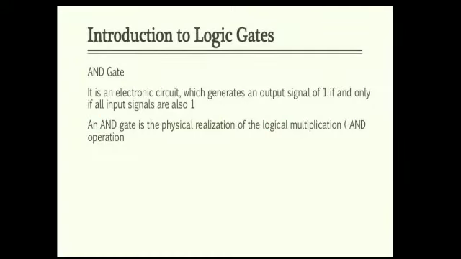The first gate we have to introduce here is the logical gate, and that is the AND gate. It is an electronic circuit which generates an output signal of 1 if and only if all the input signals are also 1. If you correlate with physical realization, it is a kind of logical multiplication operation.